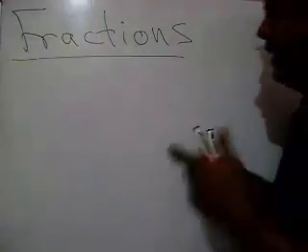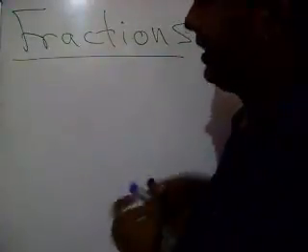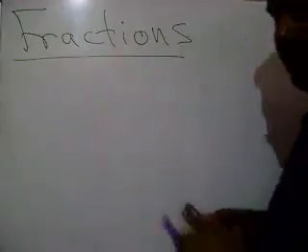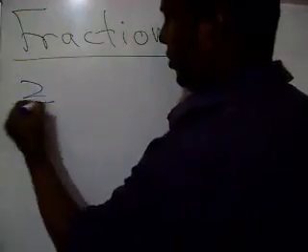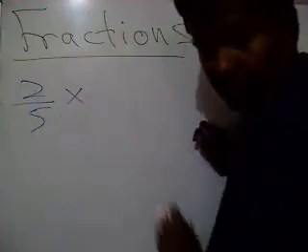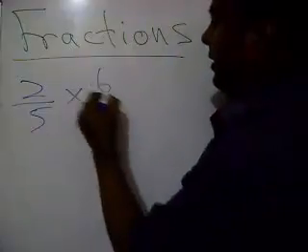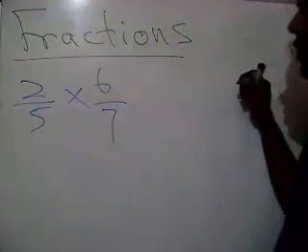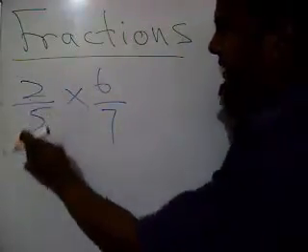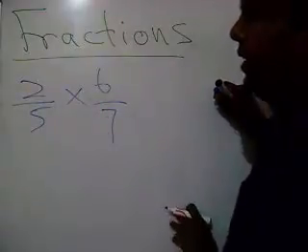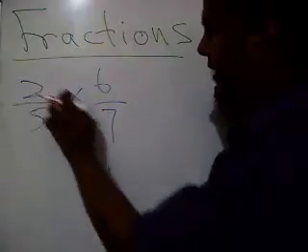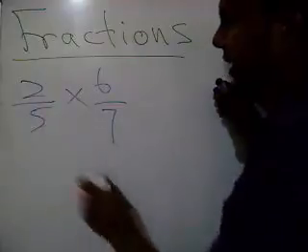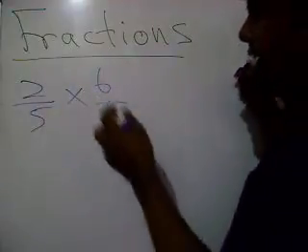Okay, now let's take a look at some multiplications of fractions. So 2 over 5 into 6 over 7. First, let's see whether these fractions can be simplified further. No, these can't be divided. There are no common factors.